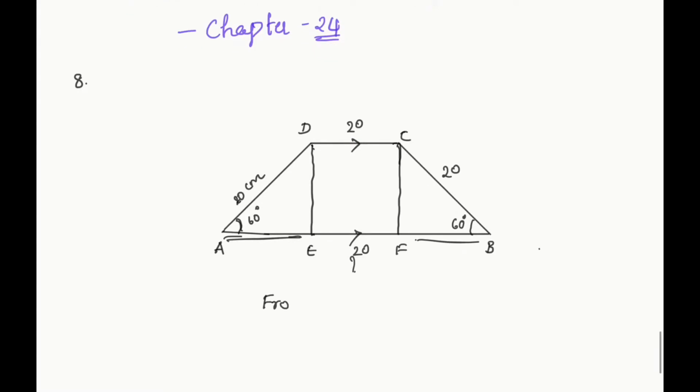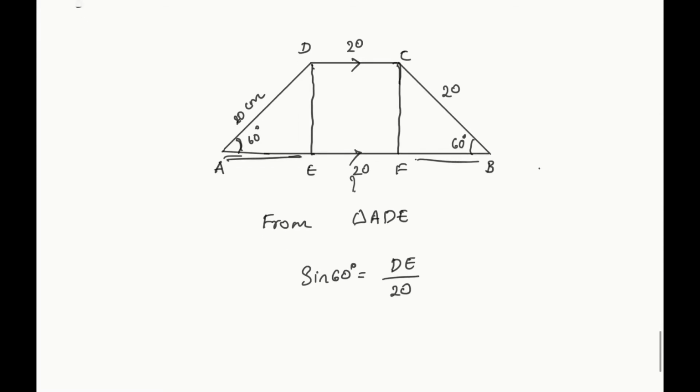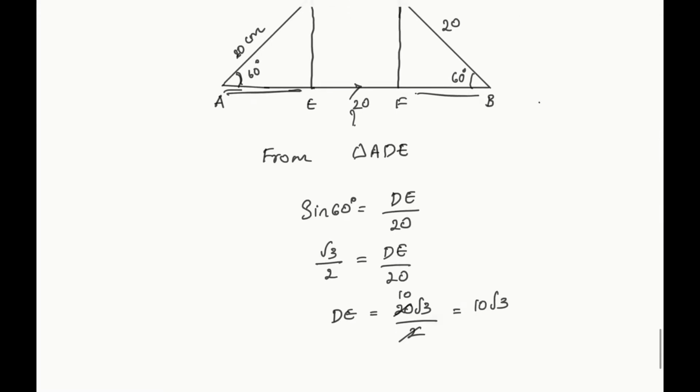From triangle ADE, we need to find out DE, right? So we take sine 60 equal to DE by 20. That is root 3 by 2 equals DE by 20. DE is equal to 20 root 3 by 2, that is equal to 10 root 3.